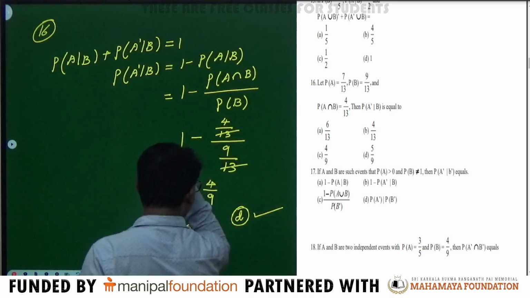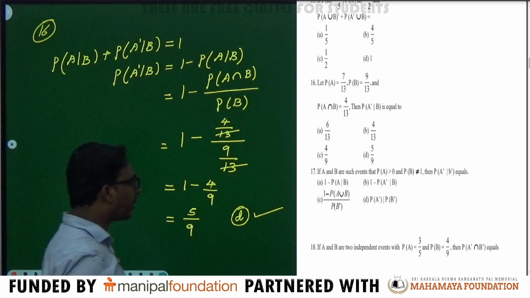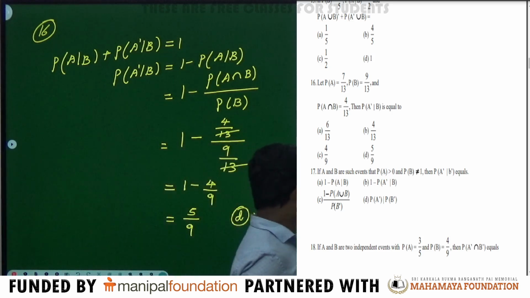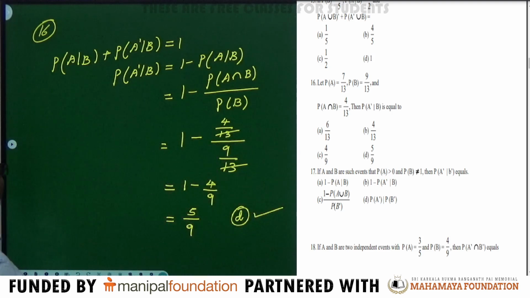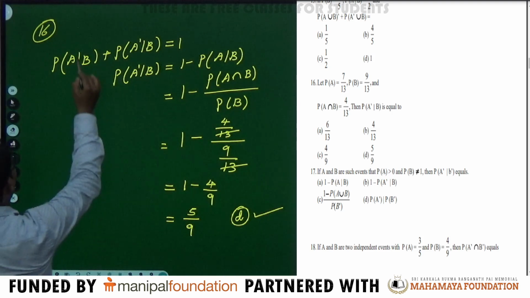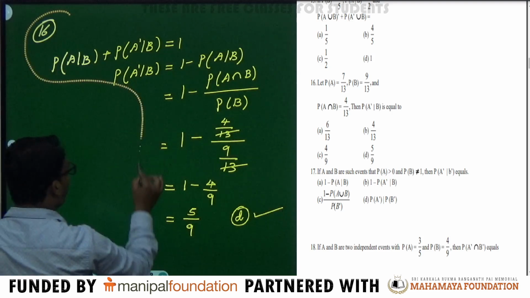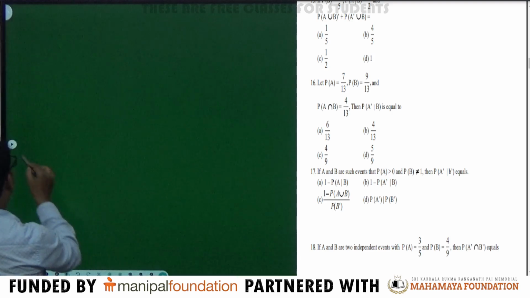Question number 18. If A and B are two independent events with P of A equal to 3 by 5 and P of B equal to 4 by 9, then P of A dash intersection B dash is. We know that if two events are independent events, then their complements are also independent events.